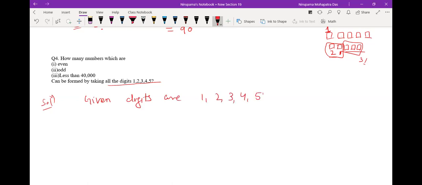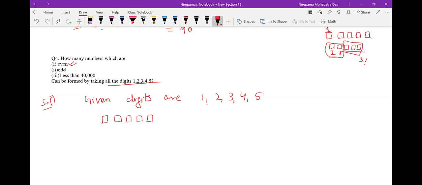Then how many numbers? We are not told whether it is a 3 digit, 4 digit or 5 digit number, but here it is given by taking all the digits 1, 2, 3, 4, 5. Whenever we take all 5 digits, obviously it will be 5 digit numbers. These are the digits given, and we can use these 5 digits only. So how many even numbers can be formed?